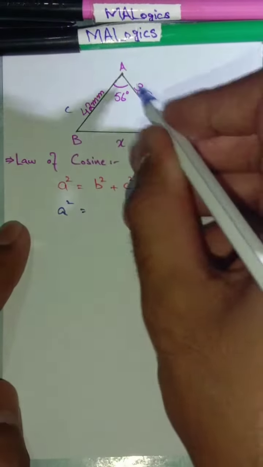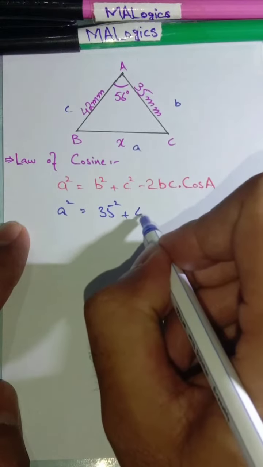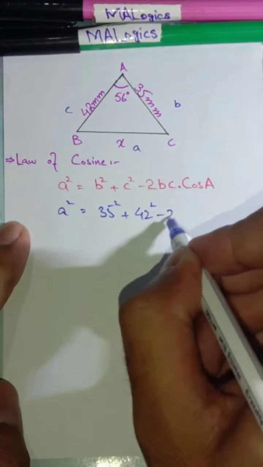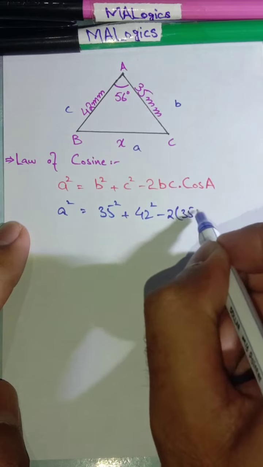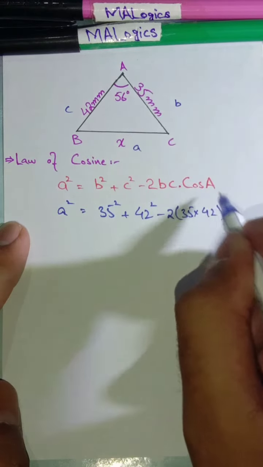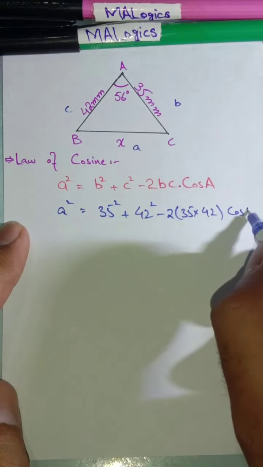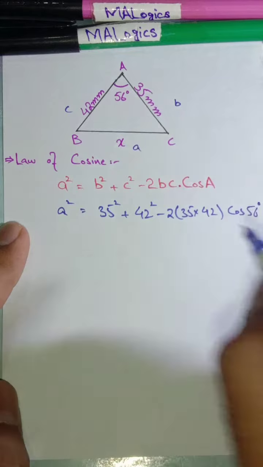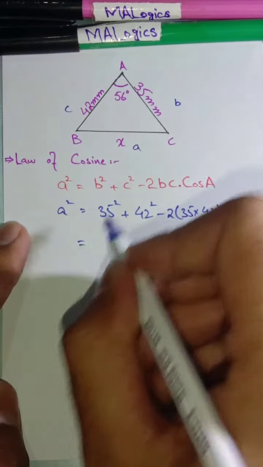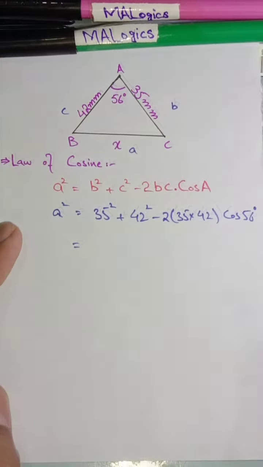So a square equals 35 square plus 42 square minus 2 into 35 multiply with 42 and cos of corner A equal to 56. So take the square of all these values and cos 56.